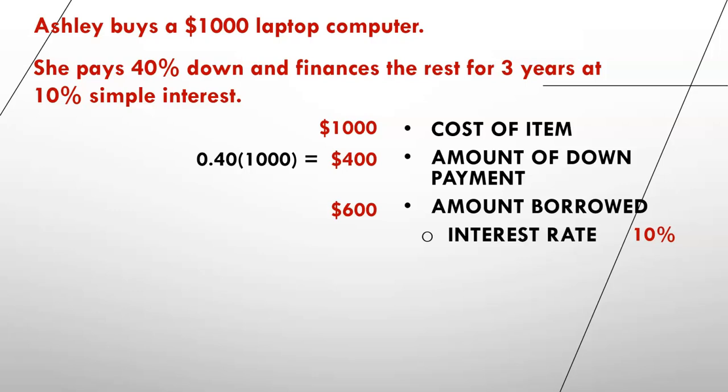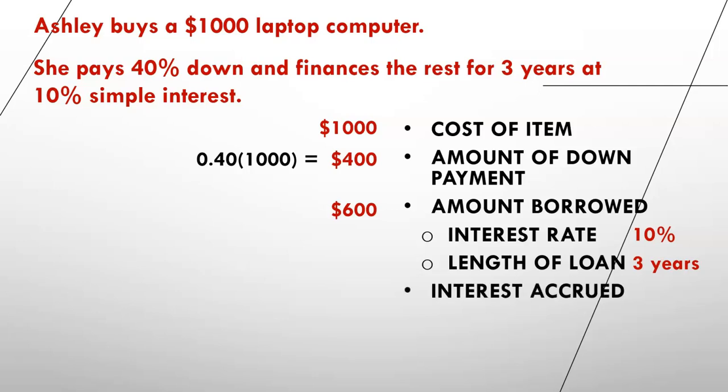The cost of borrowing that money is determined by the interest rate of 10% and the length of the loan, which is 3 years. The interest that accrues is the cost of borrowing the money, and we can find that with our simple interest formula. The principal is $600, the interest rate is 10%, and the time in years is 3 years. So if we multiply those together, we get interest of $180 that will accrue over the life of the loan.